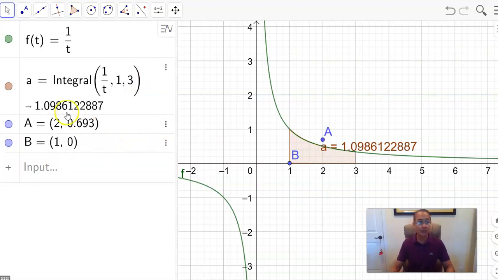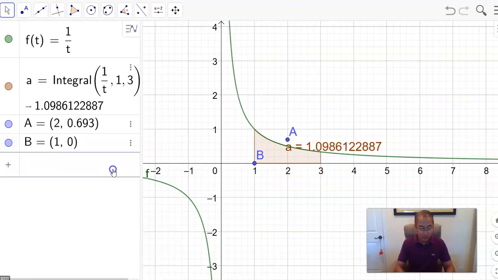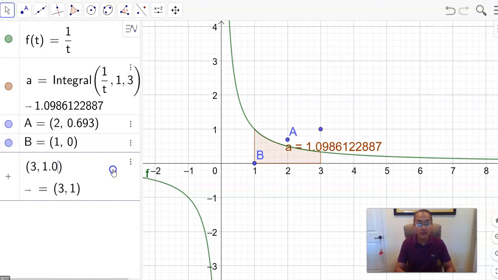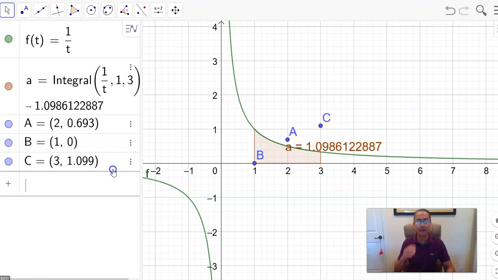And now I get 1.0986 if I integrate from 1 to 3. Of course we're getting a bigger number because there is more area here that's going to be added to the area which we already had from 1 to 2. So we can plot that other point, 3, 1.099. There we go. So we have a third point on the ln function.